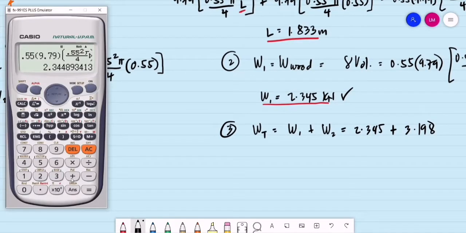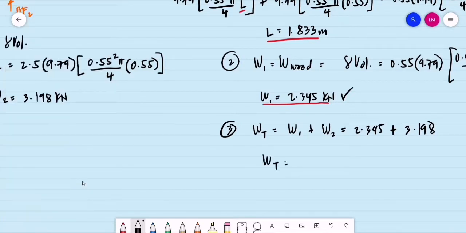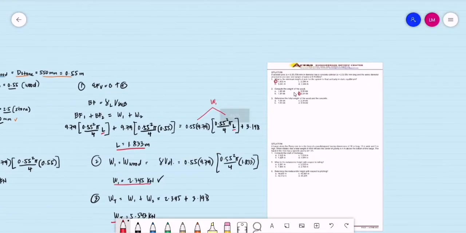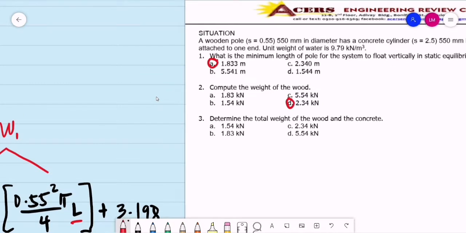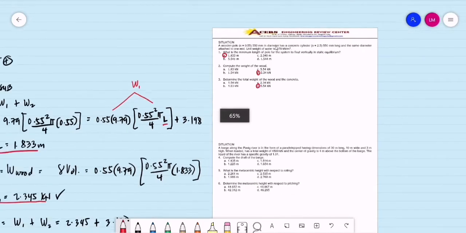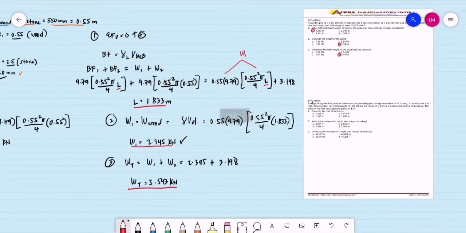Okay, I will use the stored value. Plus 3.198 kilonewtons. This is 5.543. Okay, so weight total is equal to 5.543 kilonewtons. So let us check if we have this value in the choices for question number 3. So 5.543, so our closest value will be letter D, 5.54. So this will be our solution for problems 1, 2, 3.